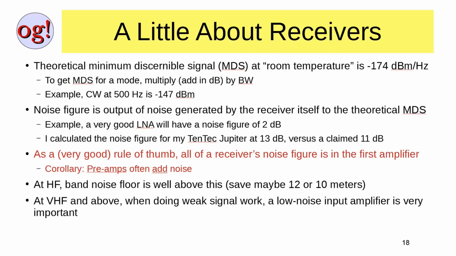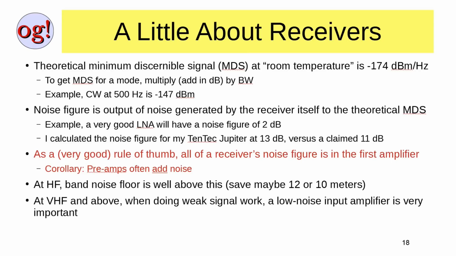Now, this is something that's important. As a rule of thumb, a very good rule of thumb, all of a receiver's noise figure comes from the first amplifier, the very first amplifier that the signal hits. Now, there's a corollary to that. If you have preamps in your system, they can sometimes help, but just remember that they add noise. You will probably be better off not using the preamp.